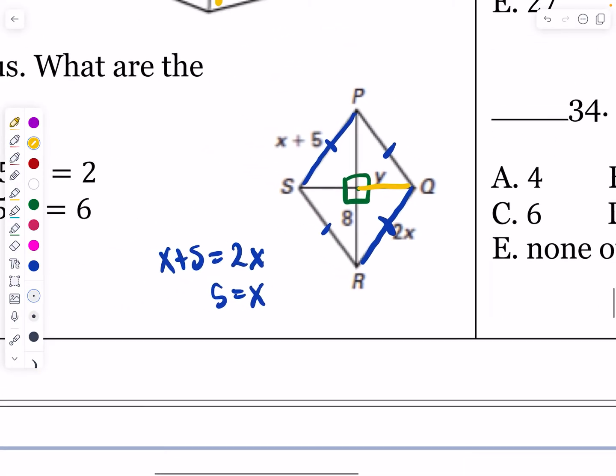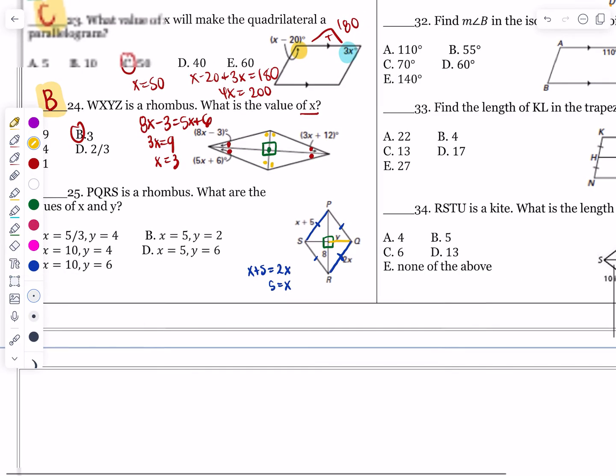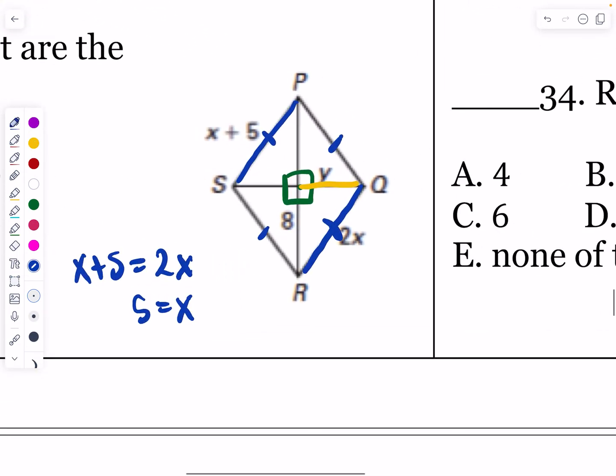We've got 2X there. So let's go ahead and plug that in. What is X? X was 5. So what is 2 times 5? That's 10. So we're trying to find Y, which is this piece right here. And then we've got an 8 right here.